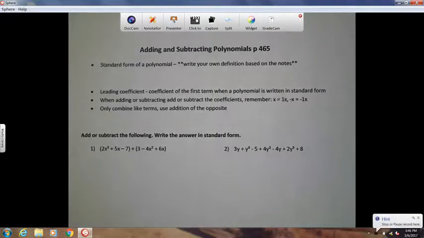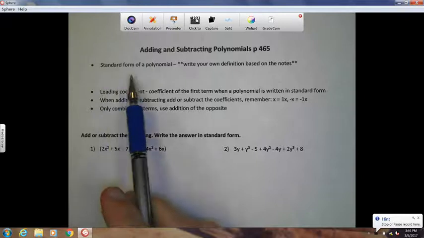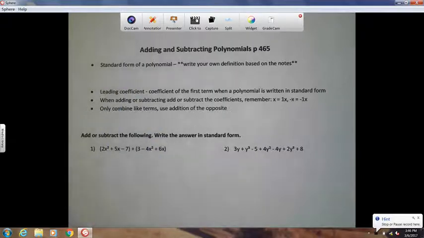This is adding and subtracting polynomials. So make sure you know what standard form is. I'm not going to test you on that. I want you to be able to write your answers in standard form. Everything in the book will be written in standard form and answer-wise. As I go through this, I will write the answers in standard form.